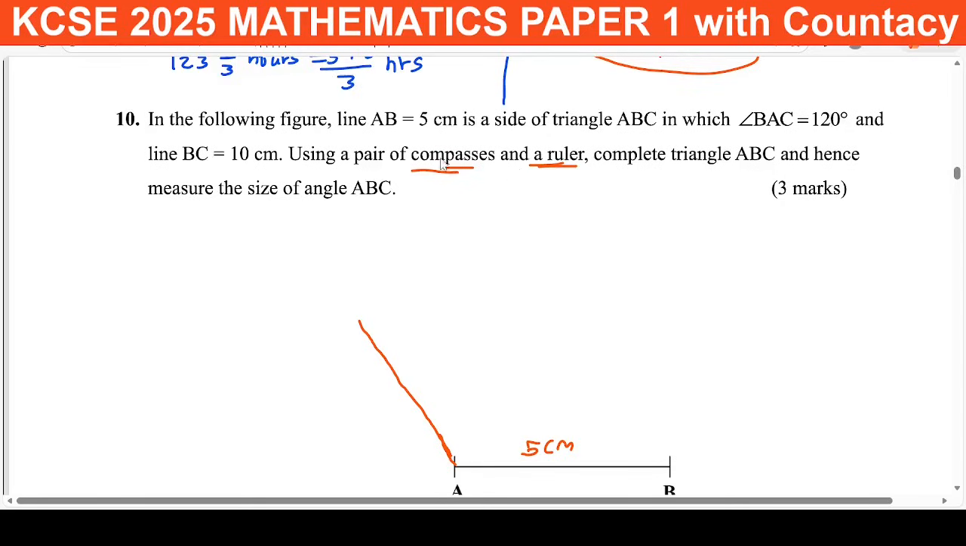You see, plotting 120 degrees directly using a compass and a ruler is very hard. So what you do is extend this line a little bit like this with a dotted line. Once you extend it like that, you come here with your pair of compasses and create an angle of 60 degrees, because it's much easier to create an angle of 60 degrees. It's actually so much doable.